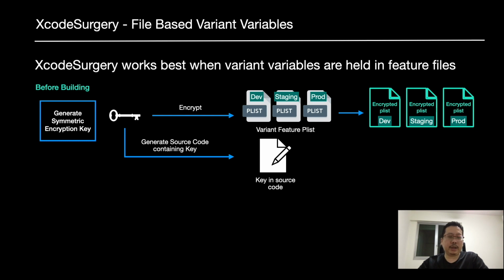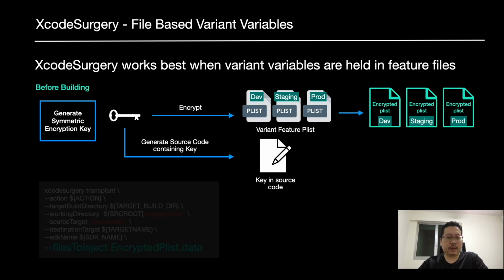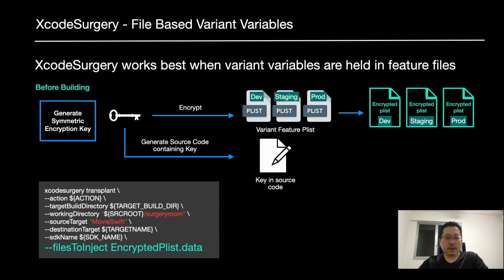After building, the encryption key can later be disposed of and no one other than the app itself has the key to decrypt the feature files. In the transplant command, you can use the argument files to inject to indicate which feature variants you want to use for the build.